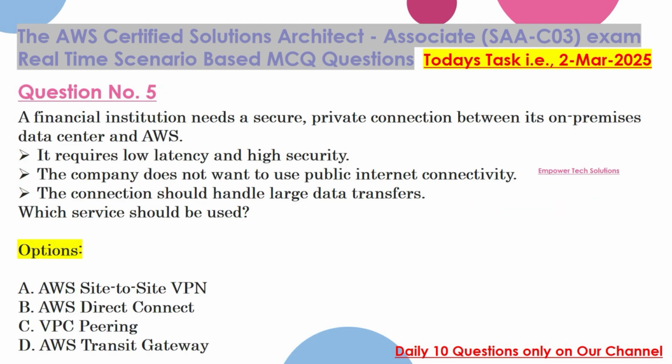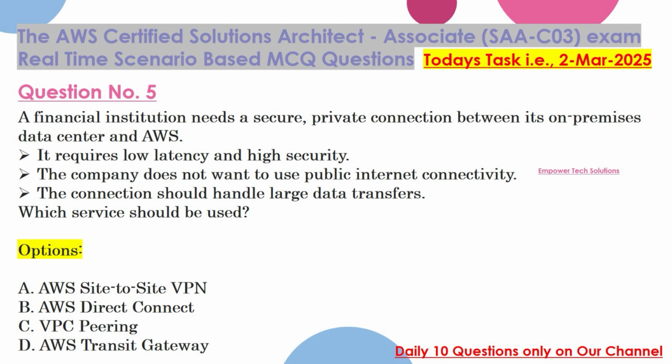Question 5. A financial institution needs a secure, private connection between its on-premises data center and AWS. It requires low latency and high security. The company does not want to use public internet connectivity. The connection should handle large data transfers. Which service should be used?